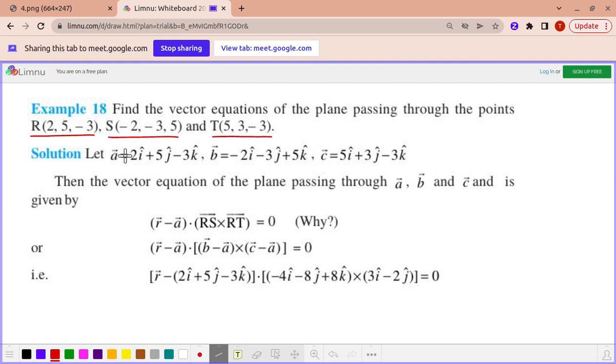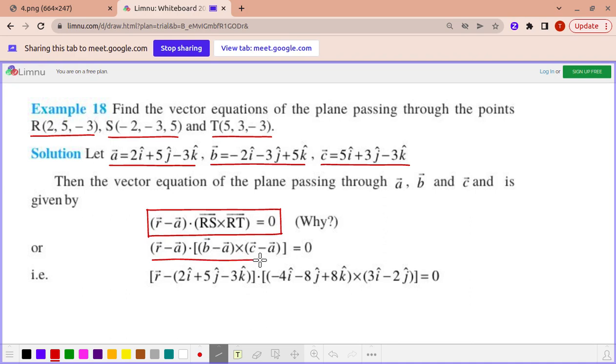So we can find the corresponding vectors A, B, C. A is this vector corresponding to the point R. This is the B vector in the component form for the point S, and C is for the point T. Done. So we know what is the equation. We have already learned this equation: (R vector minus A vector) dot (RS vector cross RT vector) is equal to 0. That means (R vector minus A vector) dot ((B vector minus A vector) cross (C vector minus A vector)) equal to 0.